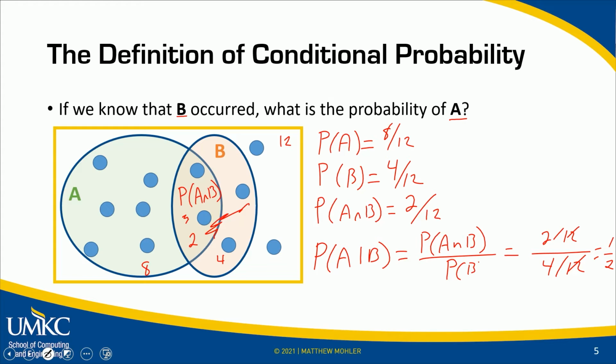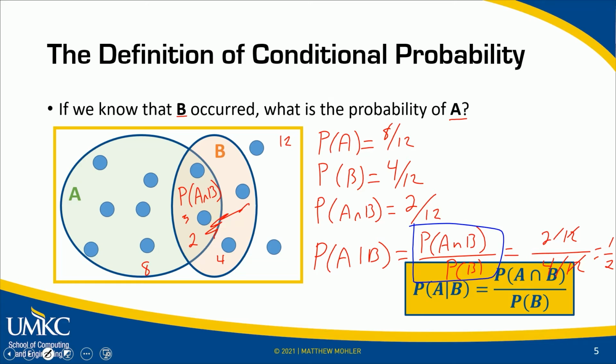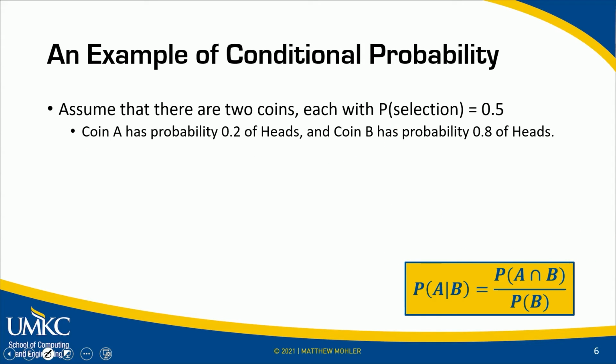So this equation here that we're looking at, this probability of A intersected with B divided by the probability of B, we'll find is the actual definition for conditional probability. So we'll go ahead and write that down and make sure that we remember it for the future, that the probability of A, given that B has already occurred, is just equal to the probability of A intersected with B divided by the probability of B. So let's take that knowledge and apply it to a few examples.